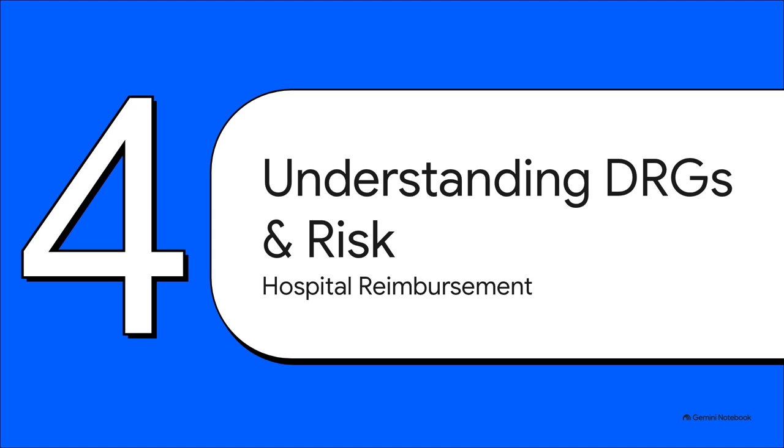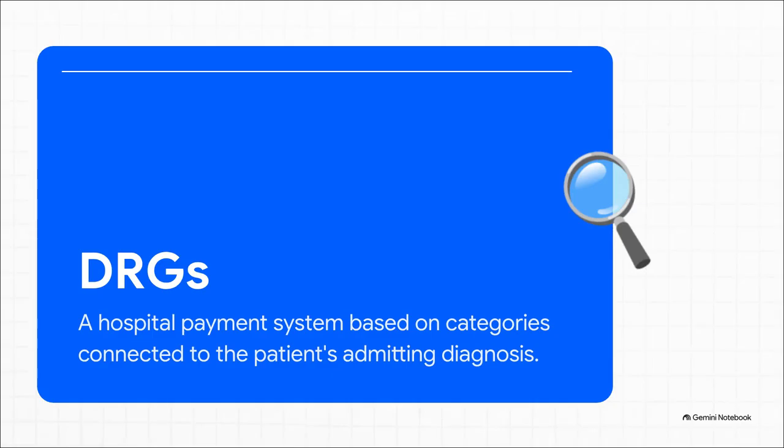Moving right along, here is Section 4, Understanding DRGs and Risk. Now, how do hospitals actually get paid for admitting really sick patients? That's where DRGs, or diagnosis-related groups, come into play. The inpatient prospective payment system packages the entire hospital stay into a single, fixed case mix rate based on the principal diagnosis, rather than paying for every single bandage and IV drip line by line.